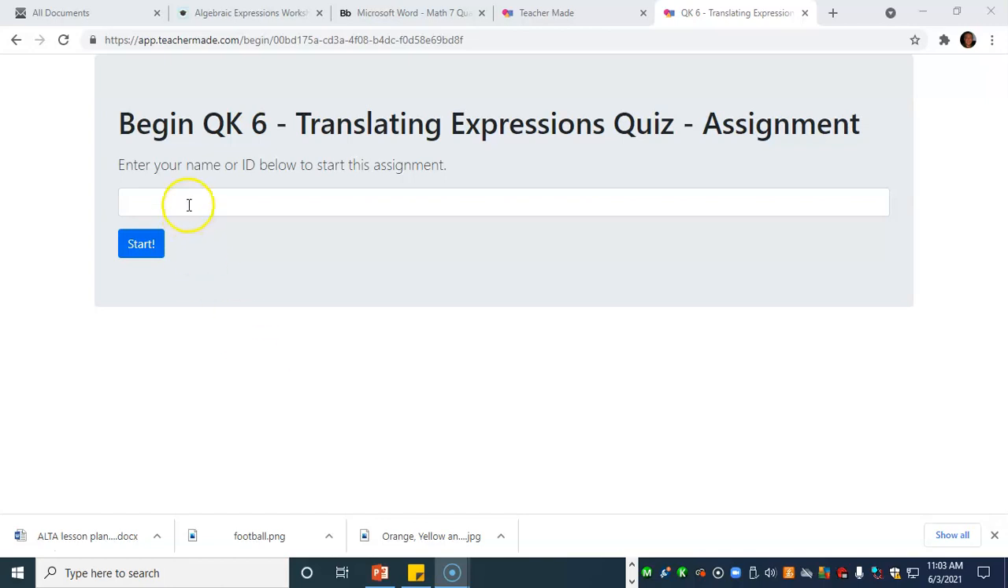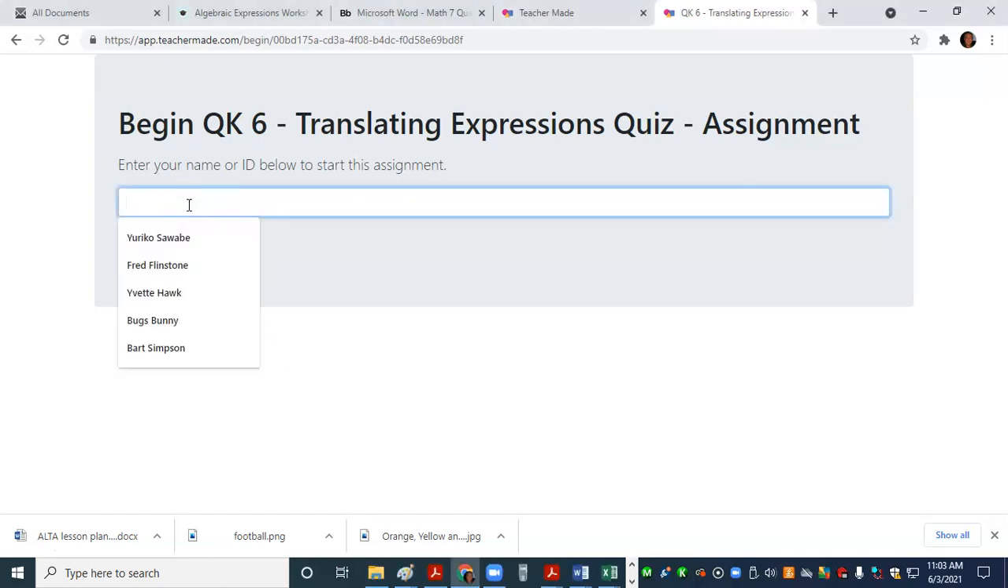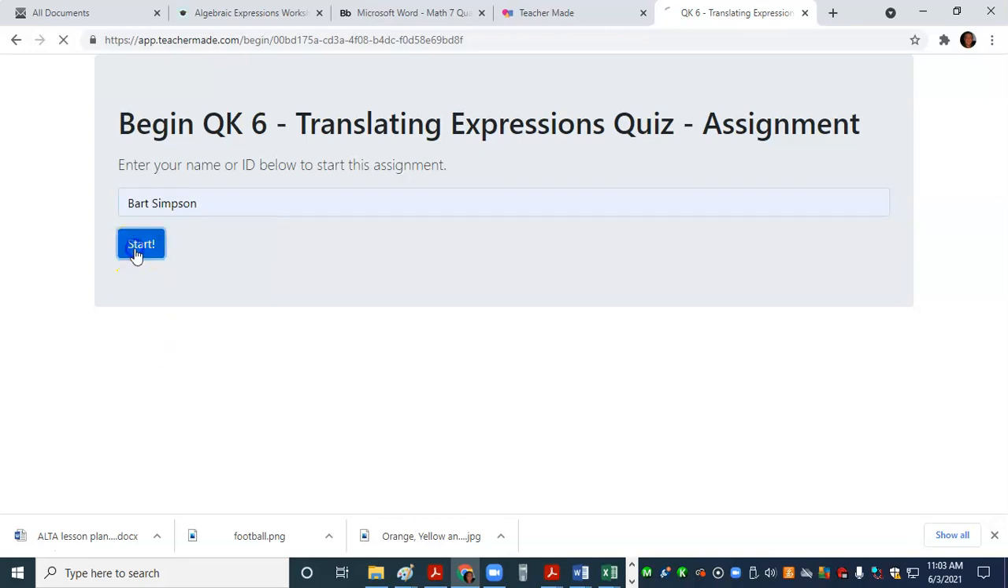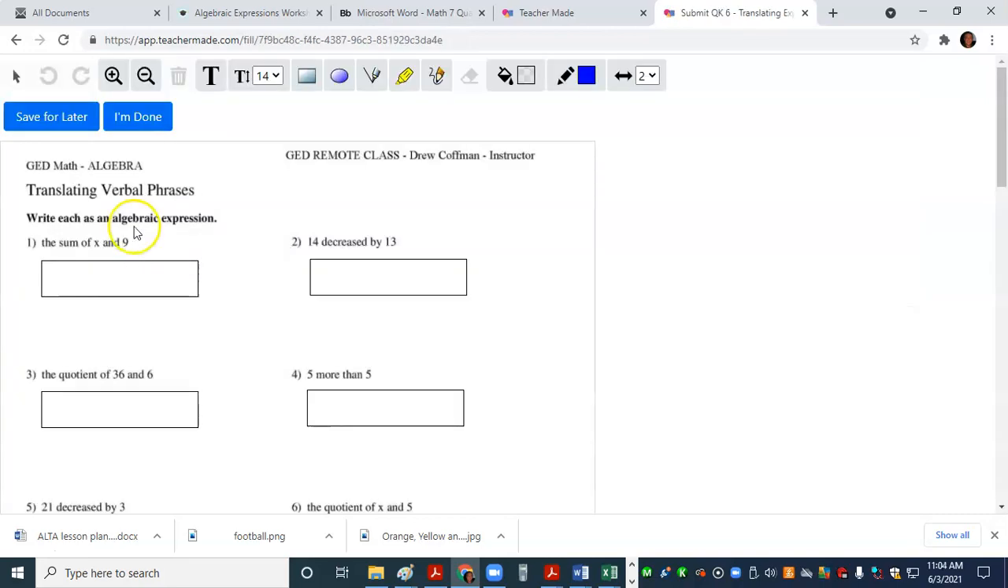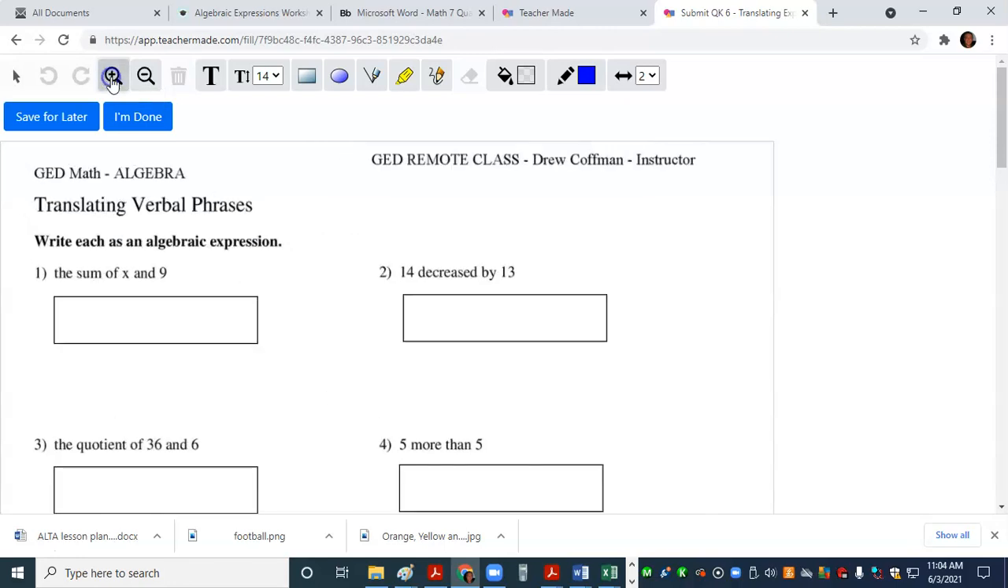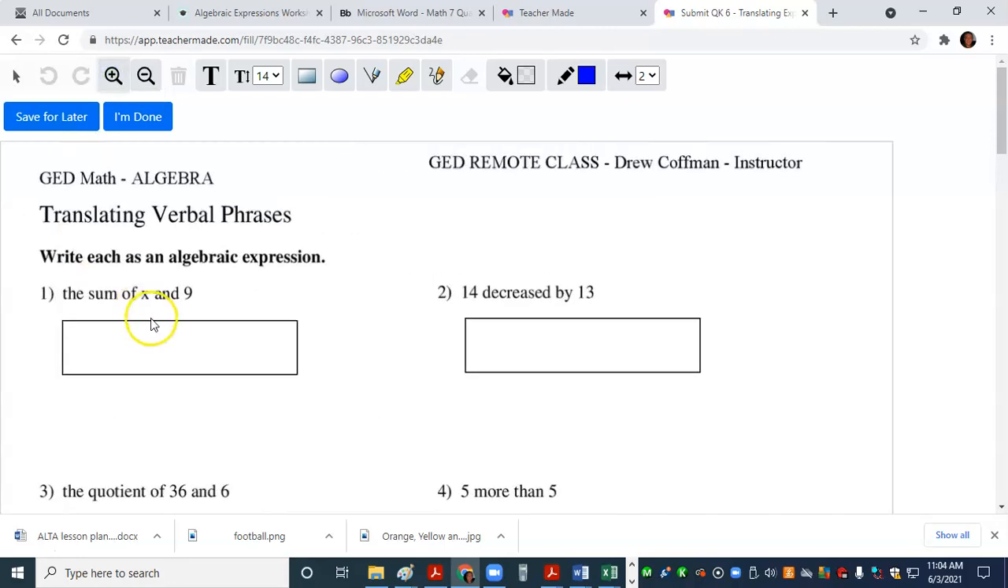So, once you go to your assignment, and this one's slightly different than the one I assigned you, but it works the same way. Go to your assignment, type in your name, and begin. And this is a worksheet that we have that I used last year, but it's pretty similar to what your assignment is for translating expressions, for writing algebraic expressions, right?